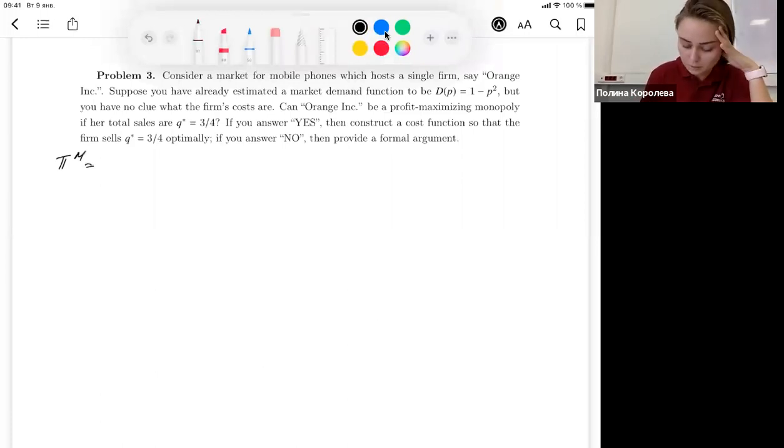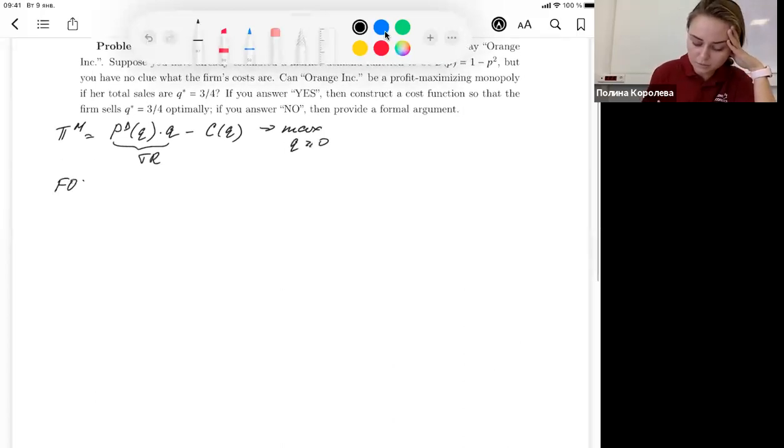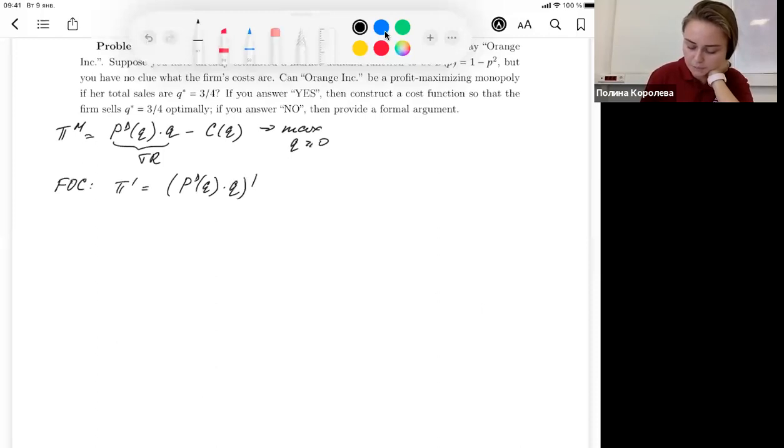So this will be the inverse demand function as a function of quantity multiplied by quantity. This is total revenue, minus total cost, C of Q. And this it should maximize by choosing quantity greater or equal than 0. Then we write the first order condition: the first derivative should be equal to 0 or less or equal to 0. Let's do it in general. The inverse demand function multiplied by quantity, prime, minus C prime of Q.